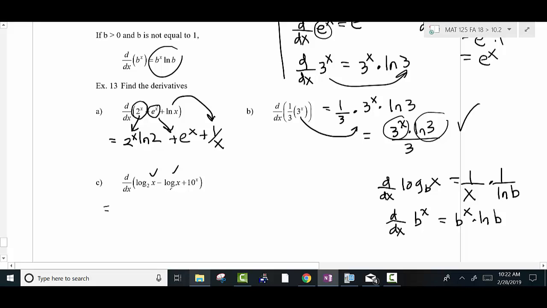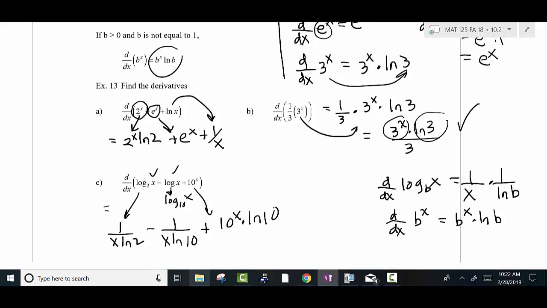Okay, so this part right here is log base 10 of x, like this. That's the part some of you slipped up on. This is 1 over x ln 2. The next one is almost the same idea, 1 over x ln 10. And then the next one is itself times ln of 10. That's it. You can write the answer like that, you're done. That's all there is to it. Anybody have any questions about that? That is going to show up a little bit, but not as much as ln. ln will show up all over the place in the rest of this class.